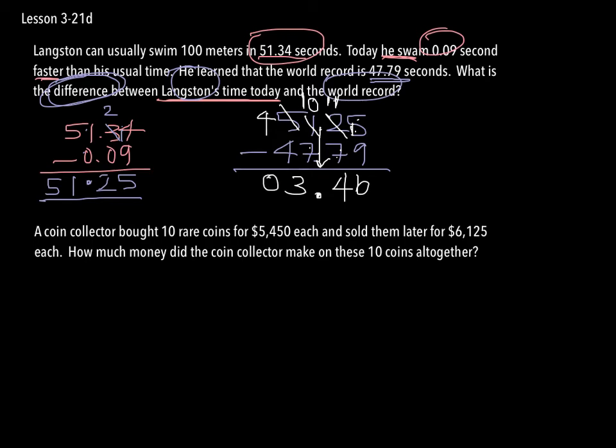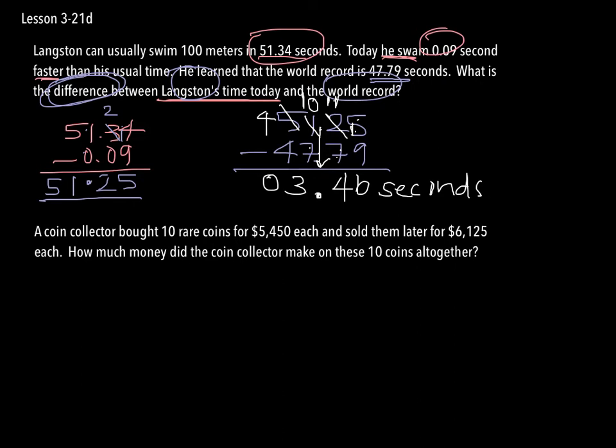So the difference between Langston's time and the world record is 3 and 46/100 seconds. Now, it doesn't seem like a long time, but when we're talking about speed, that's a huge amount of time, and it's a pretty big gap.